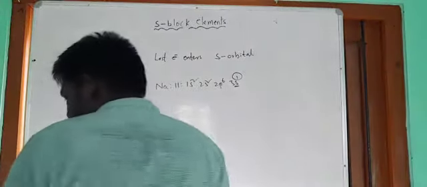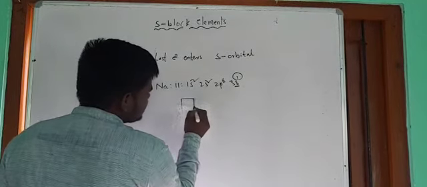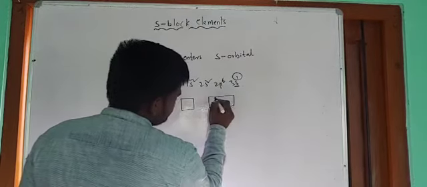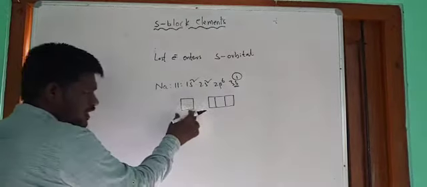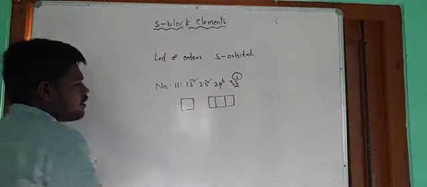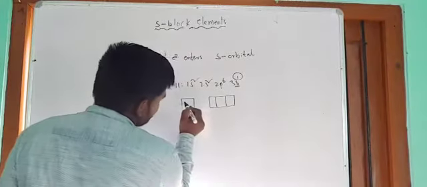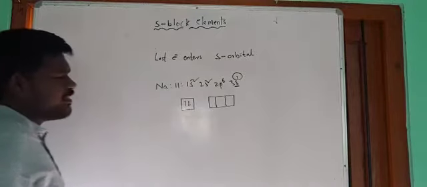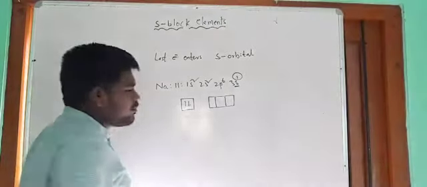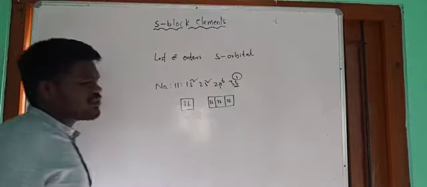Okay? Now one more thing guys. The S orbital is represented with a single box, and you know p orbitals are represented with 3 boxes. So these are the p orbitals. Only one S orbital is present, and you know 3 p orbitals are present. In the S orbital only 2 electrons can be accommodated. In the p orbital, maximum 6 electrons are accommodated.